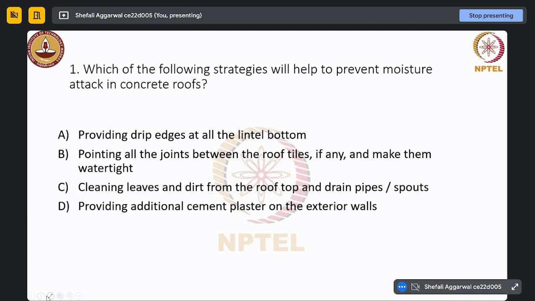Do you want to give the answer? You can type in the chat box also.